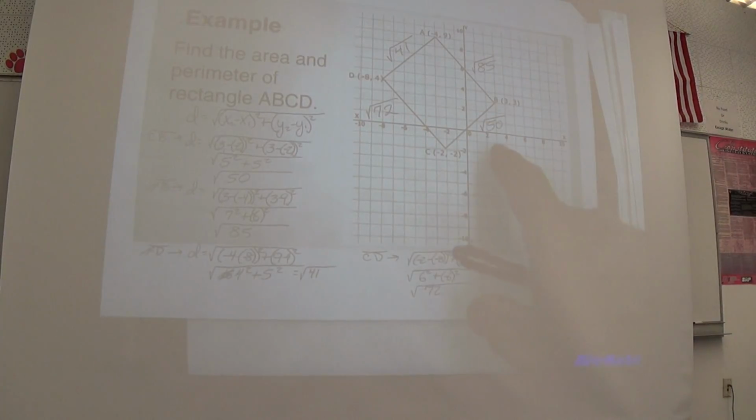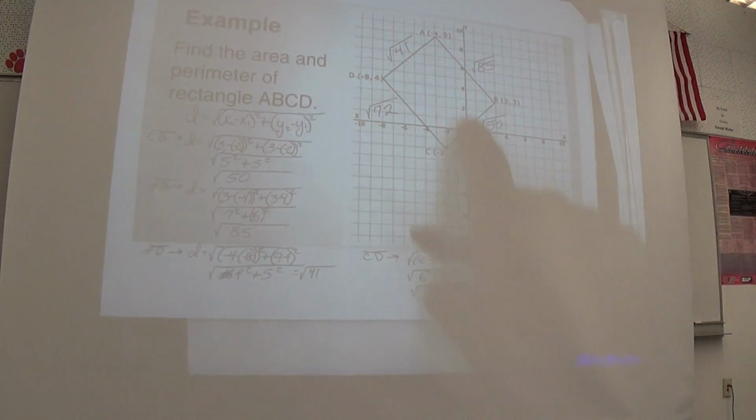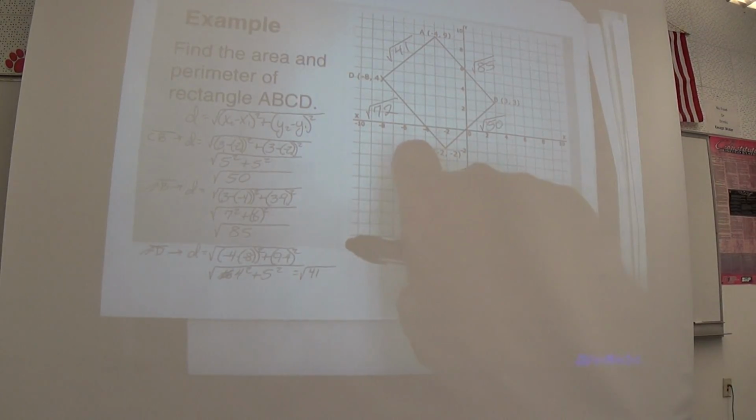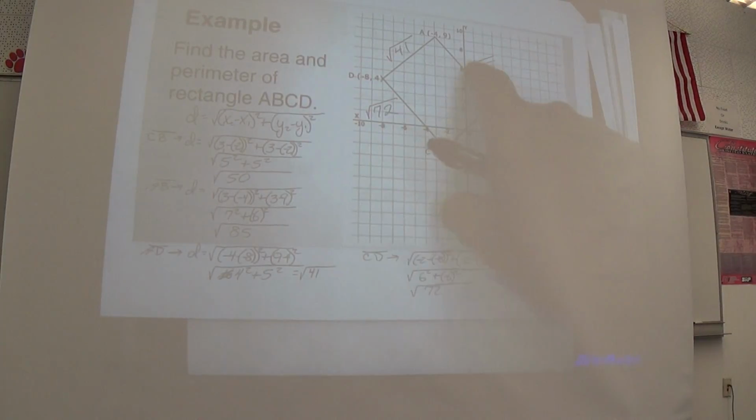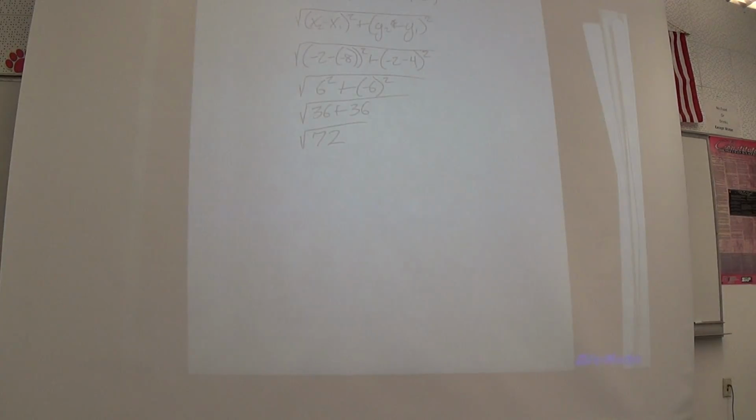This possibly wouldn't even be a parallelogram, would it? Because on a parallelogram, the opposite sides are congruent as well. So more than likely, these two sides here are not parallel. It's definitely a quadrilateral, okay? But it's not a parallelogram. It's not a rectangle. All right, good. Distance formula.